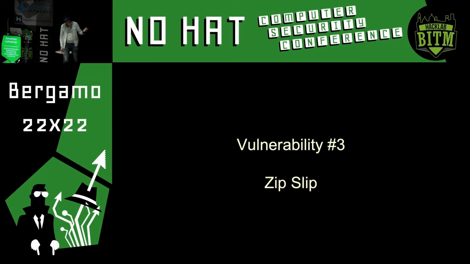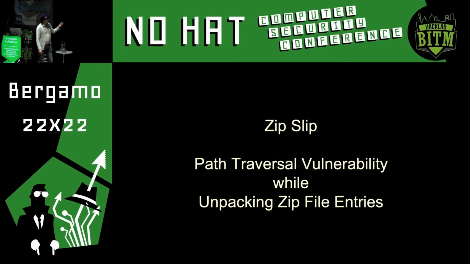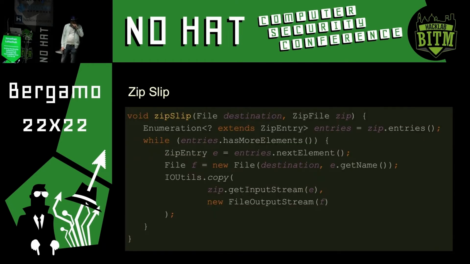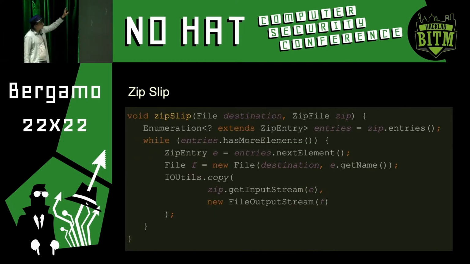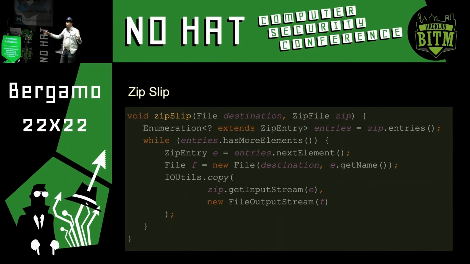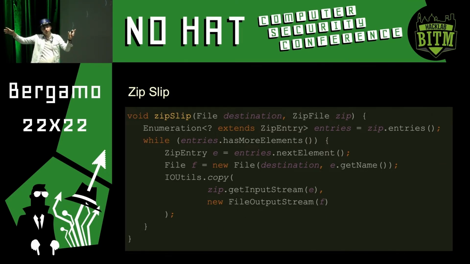All right, so vulnerability number 3, zip slip. Zip slip is a path traversal vulnerability while unpacking zip file entries. And this is zip slip. A zip file is a key value pair with the file path to the contents of the file that's getting unpacked.